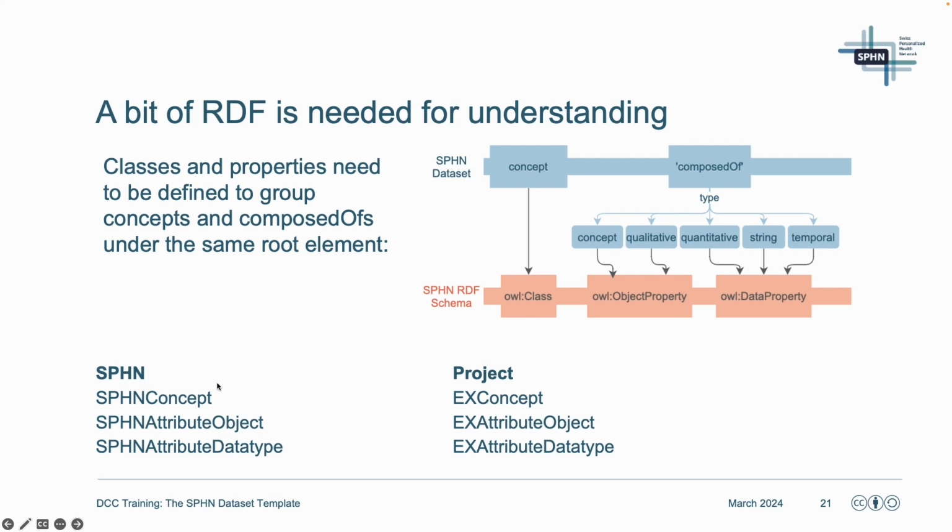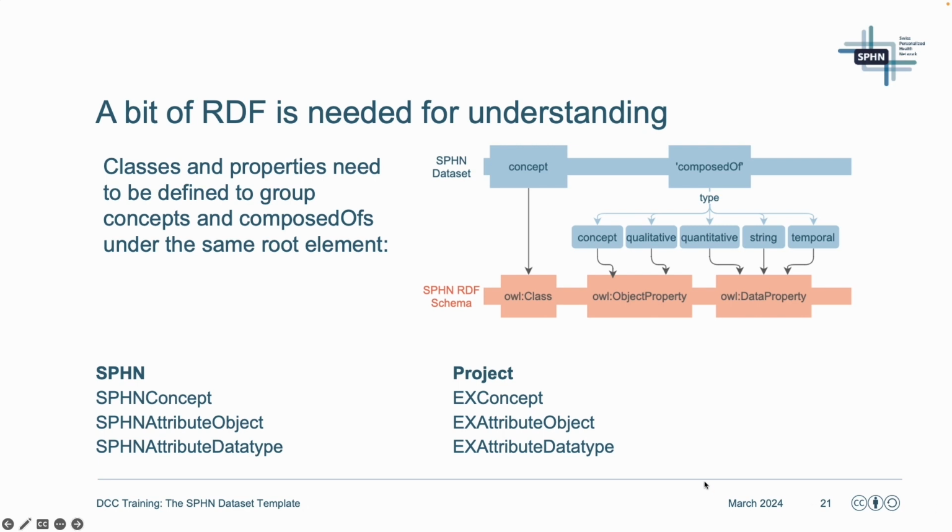So for concepts, we have the SPHN concept. For attribute objects, we have the SPHN attribute object. So this is for properties where the type is either a concept or something qualitative, meaning a value set that we define in the space of SPHN. And we also have the SPHN attribute data type for properties where the type is a quantitative, string or temporal element. The project also needs to have such root elements so that the project RDF schema is well structured and all the concepts and composed of go under at least these root classes and properties.